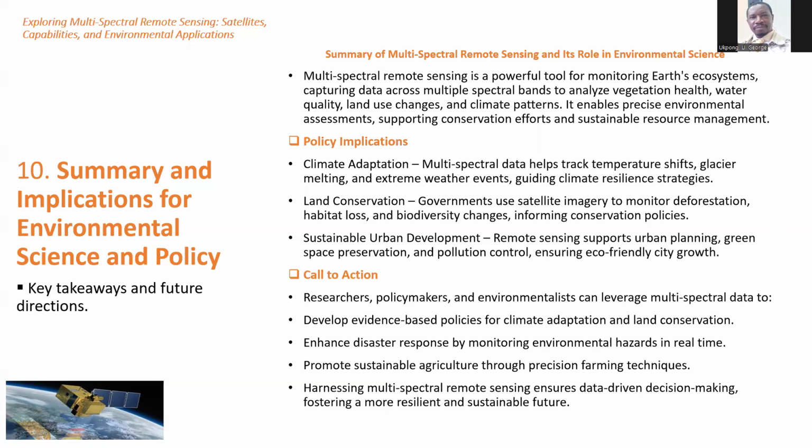In climate adaptation, multispectral data help track temperature shifts, glacier melting, and extreme weather events, guiding climate resilience strategies. Land conservation: governments use satellite imagery to monitor deforestation, habitat loss, and biodiversity changes, informing conservation policies. Sustainable urban development: remote sensing supports urban planning, green space preservation, and pollution control, ensuring eco-friendly city growth.